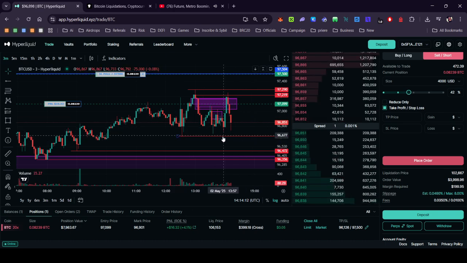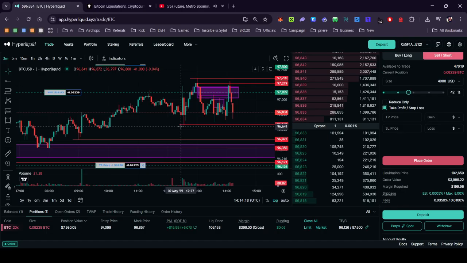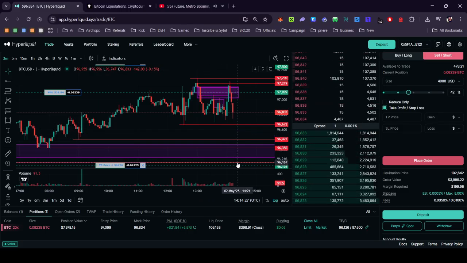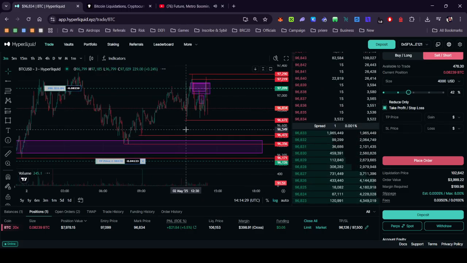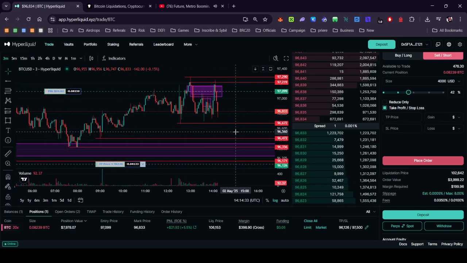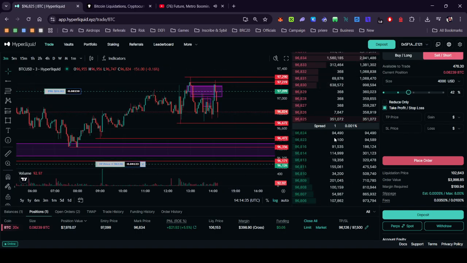Lot of build up in liquidity below 96K600 that I really want to see get targeted. And a breakdown below this level could send price toward the 96K. Now we need to look for candle closes.